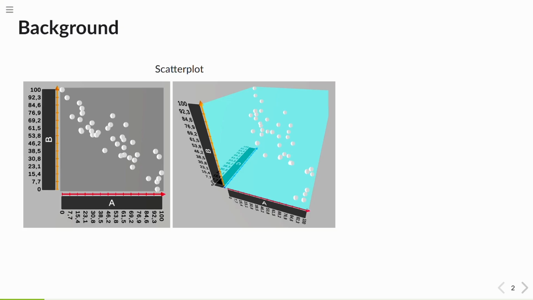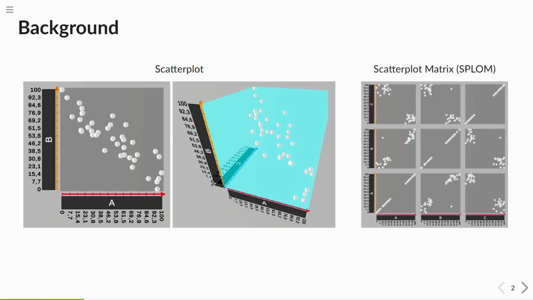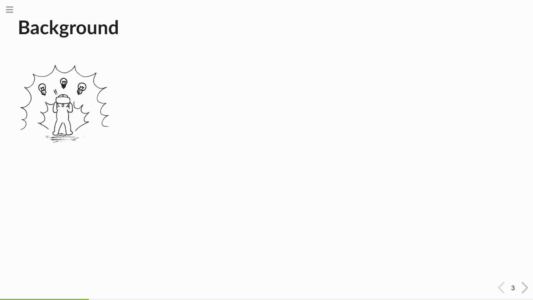In data analysis, scatterplots are a common initial tool for exploring the relationship between two or three attributes. They make data trends visible by plotting data values of attributes in a Cartesian coordinate system. In this case, we see plots with the attributes A, B, and C. When dealing with multivariate data, scatterplot matrices, or SPLOMs, give an overview of multiple attribute combinations by showing numerous 2D scatterplots arranged in a matrix.